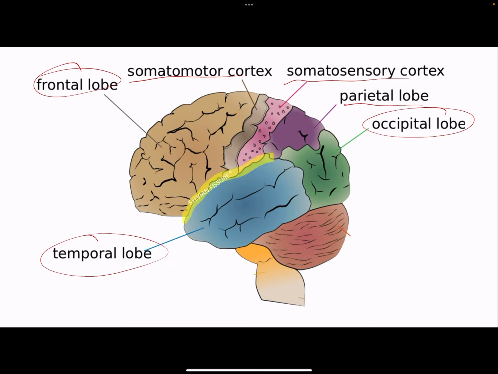We have this Sylvian fissure right there. That's going to be important to separate the frontal lobe from the temporal lobe. The Sylvian fissure is also known as the lateral fissure. And then we have the central sulcus, which is going to separate the frontal lobe, parietal lobe, more specifically the somatomotor cortex from the somatosensory cortex.